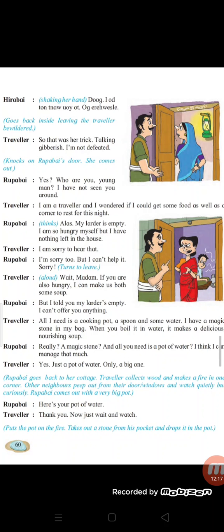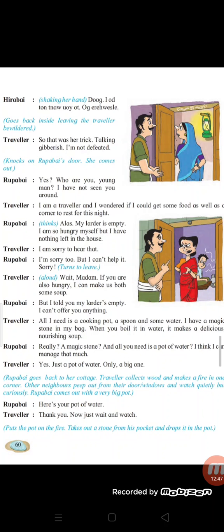When he started making fire, what happens? The other neighbors started peeping out. Some were peeping from their door, some from their window, and they were watching quietly what he was doing. They are very eager now. What are they doing? And as they see Rupabai bringing a big pot, the curiosity about what they are going to do started growing in their minds.